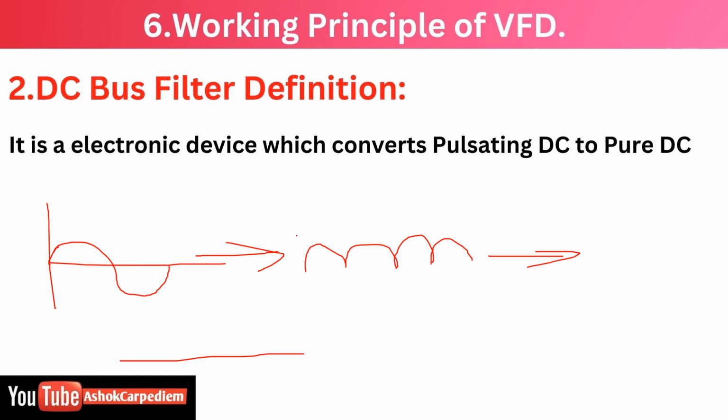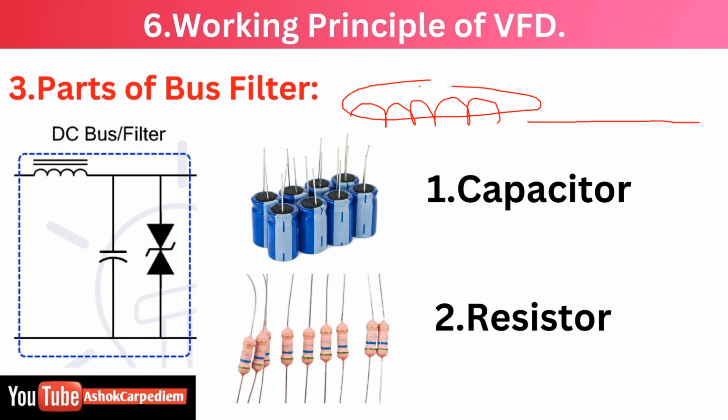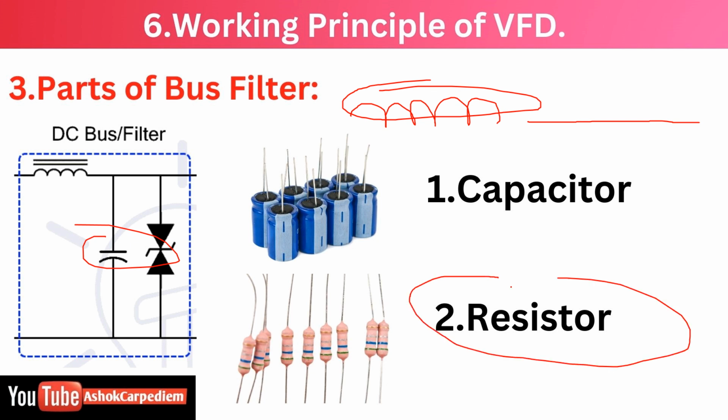So what it will do, when the DC current enters this one, this will change this pulsating DC into the pure DC. So that is the main part of the DC filter. Filter means what? It is filtering all this pulsating thing and making the straight wave. If you see here, we are using one capacitor and the resistor also. What is meant by capacitor?